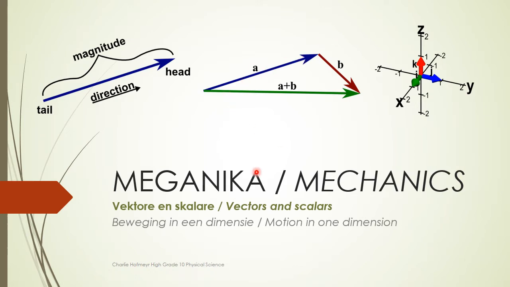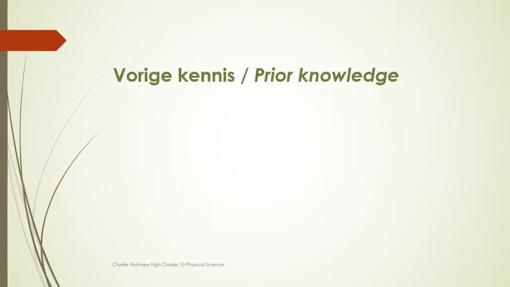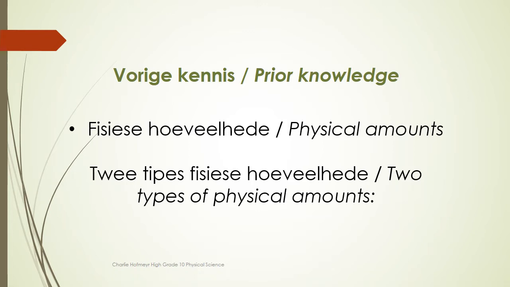So it's important that you understand how vectors work and what they mean. The mechanics section is also divided into other topics called motion in one dimension and energy. What you need to know at this point are physical quantities. You need to be able to name a few physical quantities, for example mass, time, weight, force, and charge. Since you've finished electric circuits, you should know what charge is.